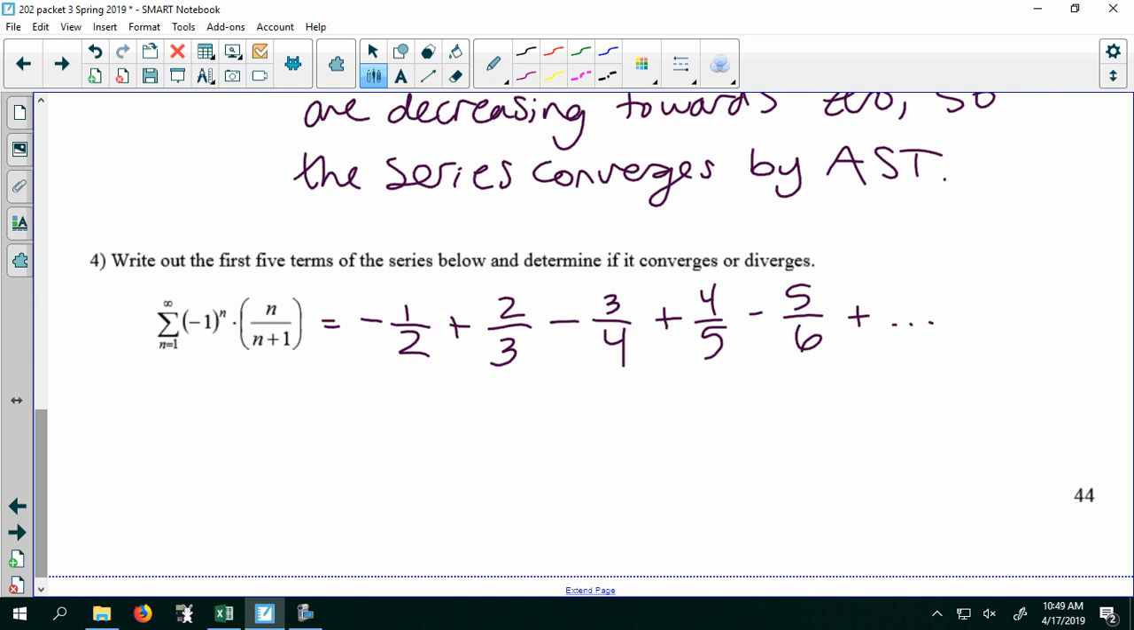Are these terms decreasing in value? No. Are they approaching 0? No. So the alternating series test does not apply. What test does apply?